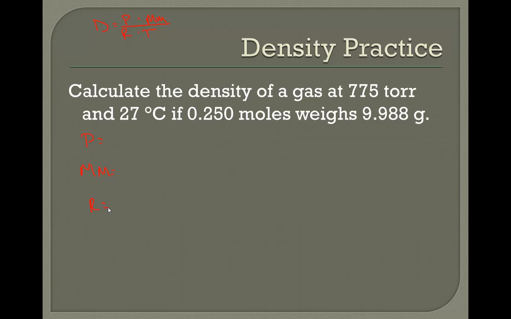So, calculate the density of a gas at 775 torr. So that is our pressure. We need to convert that to atms before we do anything else. And that comes out to be 1.02. Molar mass is the part that's difficult, but let's wait for that. And 27 degrees Celsius plus 273 will give us 300 Kelvin.